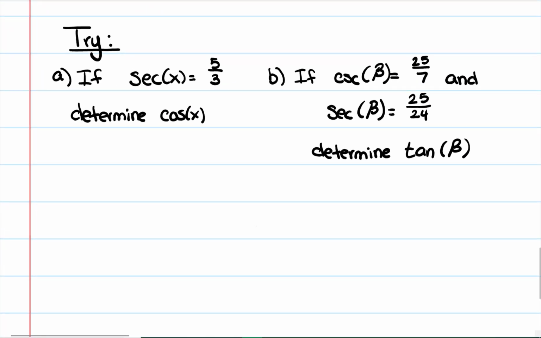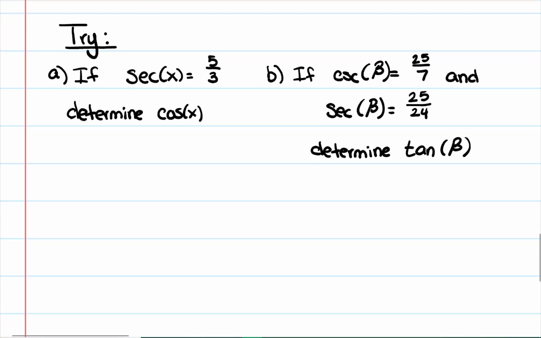Okay, now on your own, I want you to try these two problems. If secant of x is 5/3, determine cosine. And if cosecant of beta, so this is beta right here. Beta is just another letter we use like alpha or omega or theta. These all represent angles. Is equal to 25 over 7. And secant of beta is 25 over 24. Determine tangent of beta. So go ahead and try this on your own.